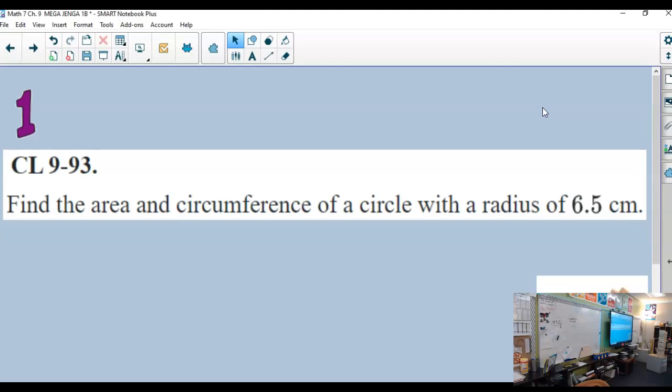You're ready? All right, here's the fun thing. I get to call on two of you guys to give me answers because we have circumference and area. All right, so for the area, let's start there. For the area, Jeremiah, what'd you get for the area? Yes, or rounded off, 132.7 centimeters squared.